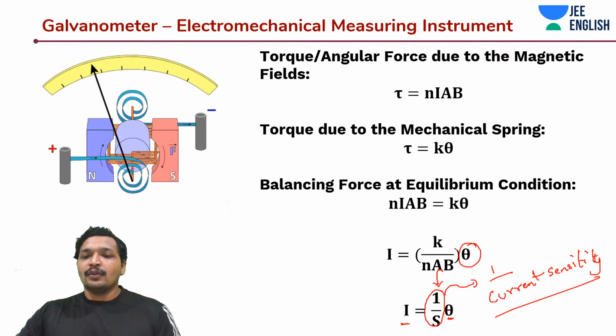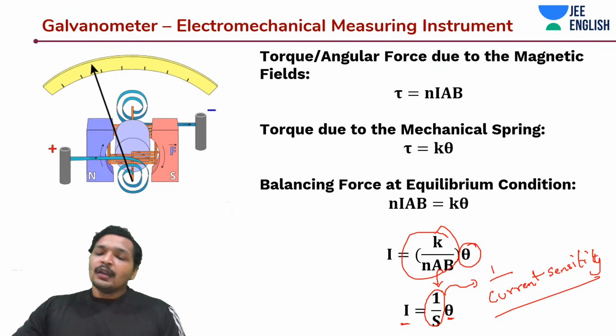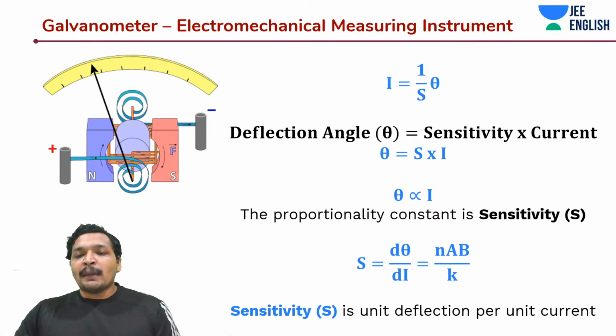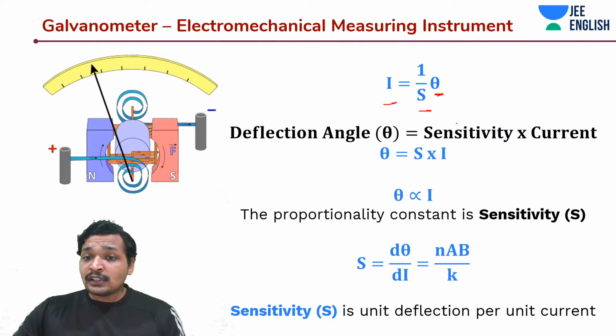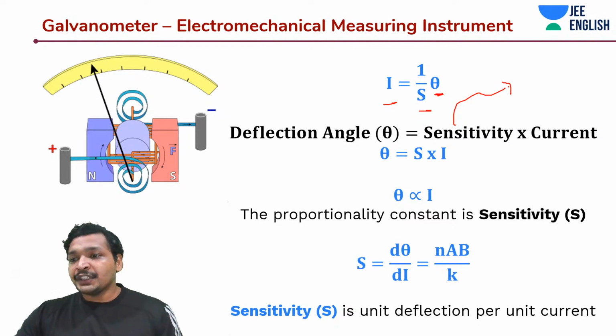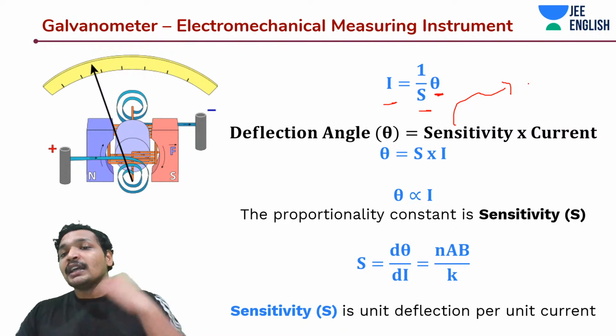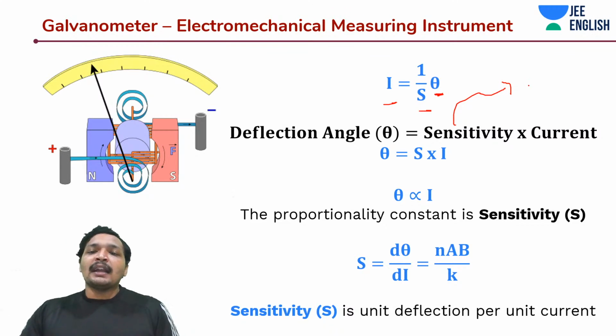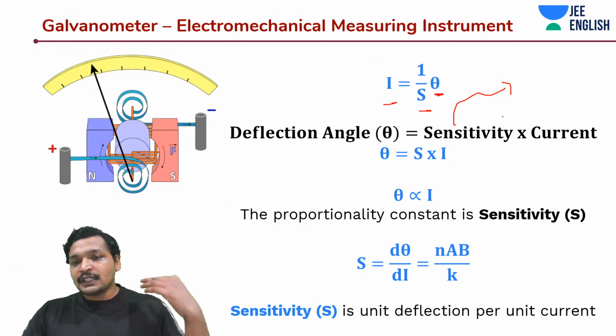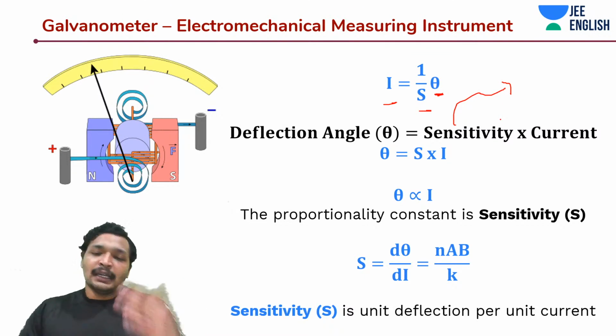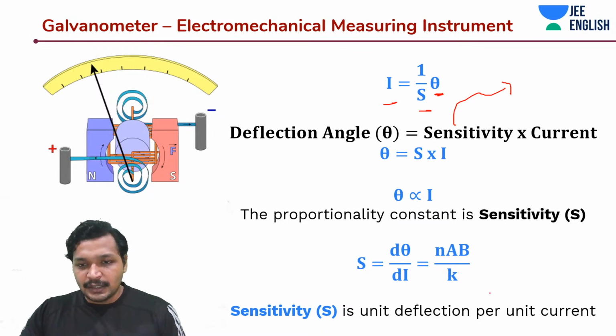Now that being said, I have this equation where I know current is 1 by S into theta. They'll just talk about sensitivity. Do remember that in your questions they'll just talk about sensitivity. You need to understand that if it is plainly stated as sensitivity, that means we are talking about current sensitivity.